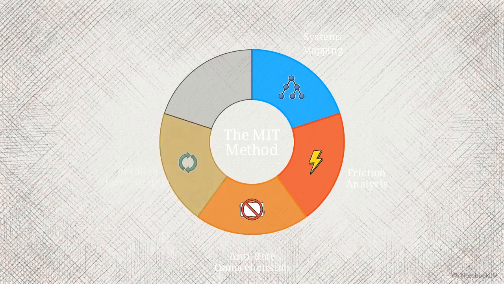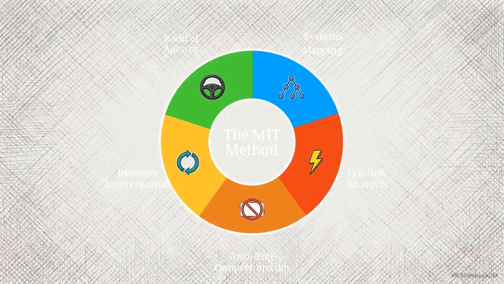Fourth is iterative interrogation. You use rapid cycles of failure and feedback to expose the exact gaps in your logic. And fifth is radical agency. You take proactive control, ensuring the learner remains the master of the technology rather than a dependent.